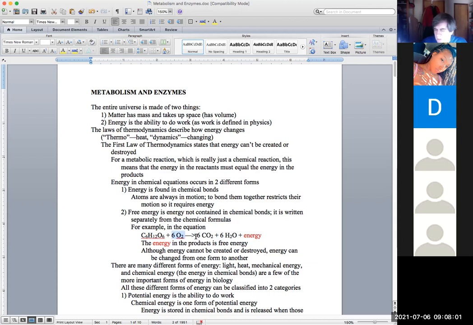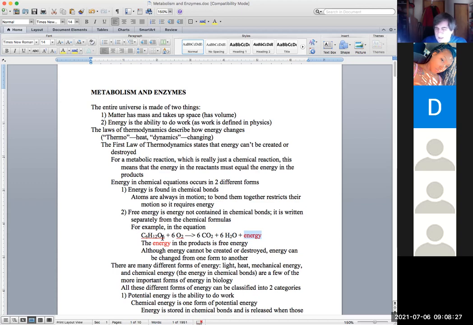We're going to make as products 6 molecules of carbon dioxide, 6 molecules of water, and energy. This is free energy. It's not contained in chemical bonds. That's why it's written separately. If it was in chemical bonds, we wouldn't see it. So in this case, this is the energy in the products.